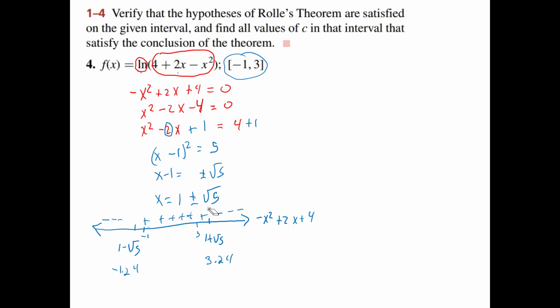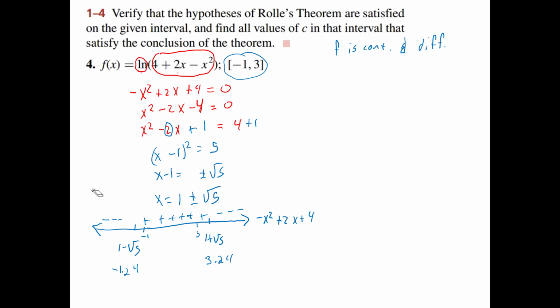So the argument of the natural log is positive in that interval, and so since you have the composition of two continuous functions, the function is continuous. And also since you have the composition of two differentiable functions, the function is differentiable. So f is continuous and differentiable, right? So, verify that the hypotheses of Rolle's theorem are satisfied.